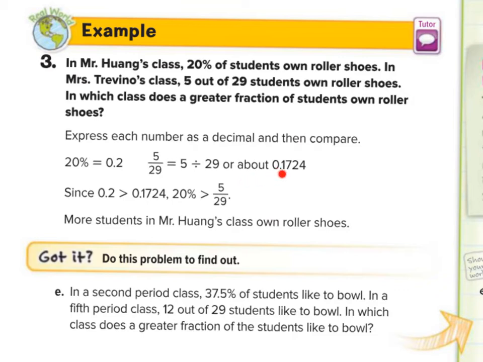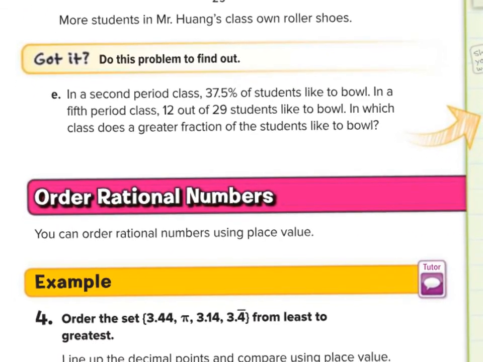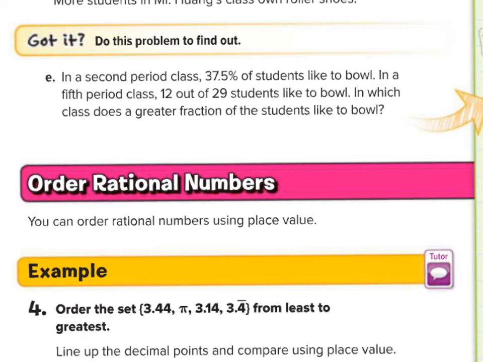You see, 5 divided by 29 is about decimal 0.1724. And over here it's decimal 0.2. So this is like saying 20, and this is like saying 17. Which number is larger? 20, right? So when you compare, you can say that Mr. Huang's class, the 20%, they own more roller shoes. Okay? Let's see another word problem. If you understood how to do that, please pause the video and try E on your own.